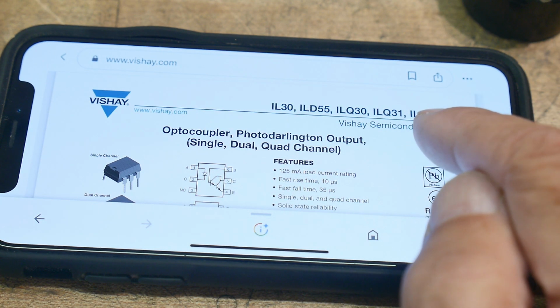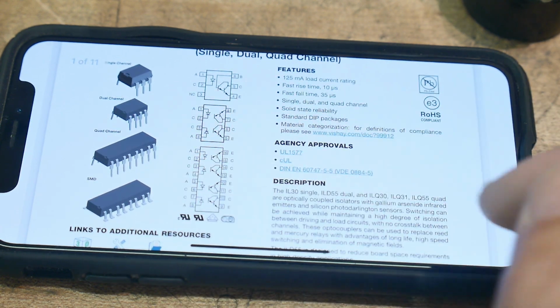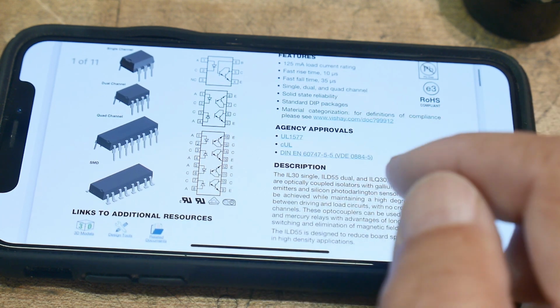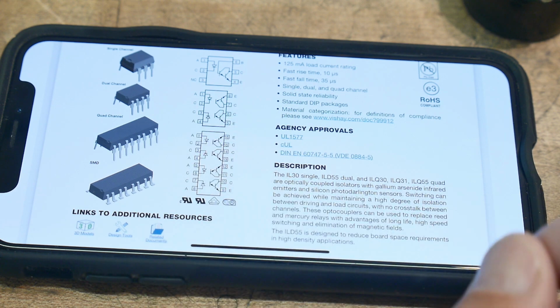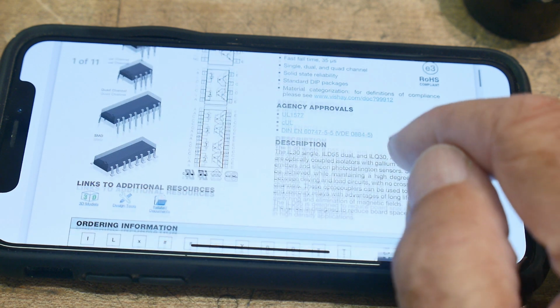ILQ55, okay? Quad is the Q. So it is 4 optocouplers all in one package. Really, really cool. Now the pinout is really weird on it. The diodes and the emitters and stuff all go different directions, so that's kind of weird, but it is what it is.